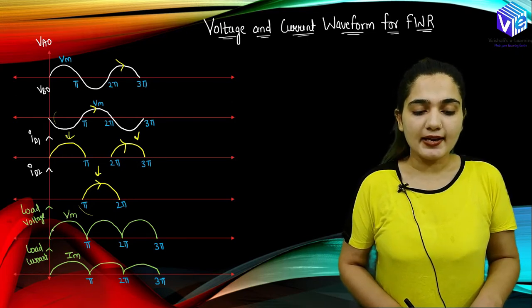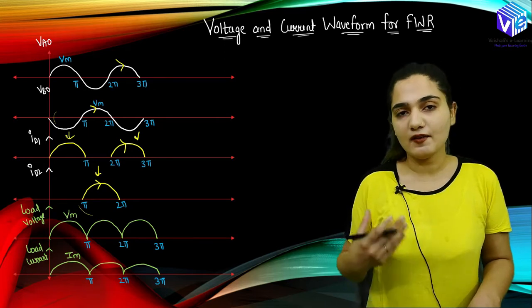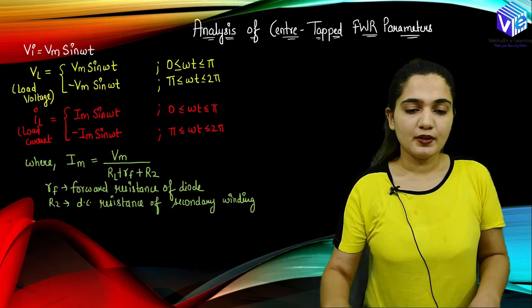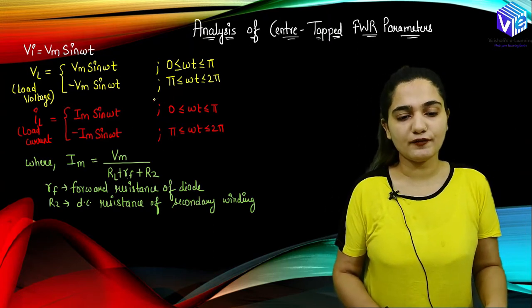So if I combine both of them I will be getting the current like this and the maxima is Im. Again I can represent the voltage also, you can see the voltage is represented like this, and for the full wave I am getting the output voltage. So I hope you understood the voltage waveform. So now coming to the representation of the output.